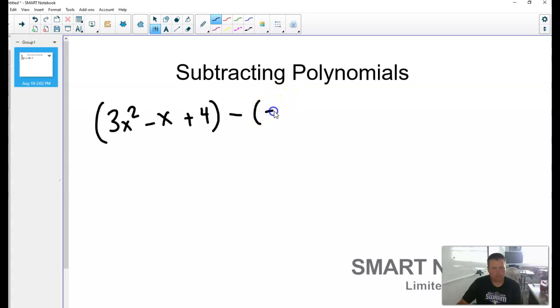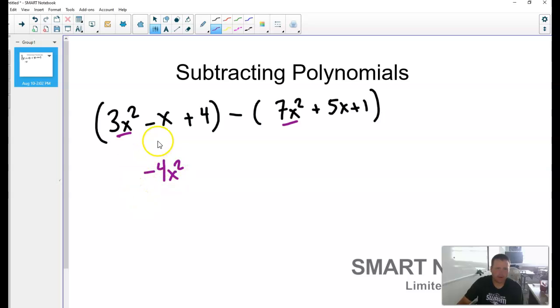these. So let's say 7x squared plus 5x and plus 1 here. So if I'm going to subtract these, I'm just going to subtract again like terms. So this 3x squared and this 7x squared I'm going to subtract. So I always go left to right. So it'll be 3 minus 7 here, which is going to give me a negative 4 for that one.